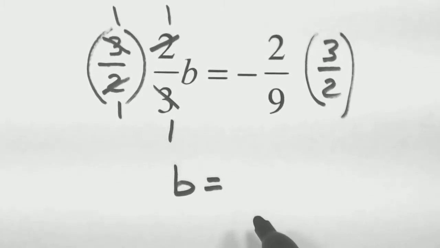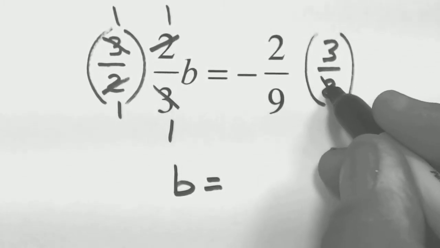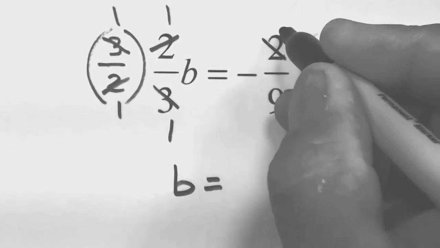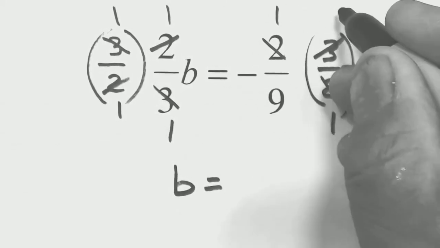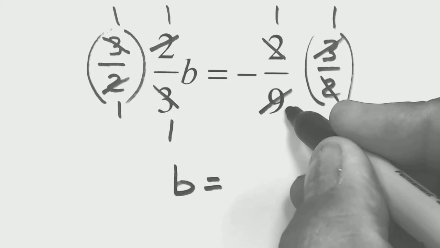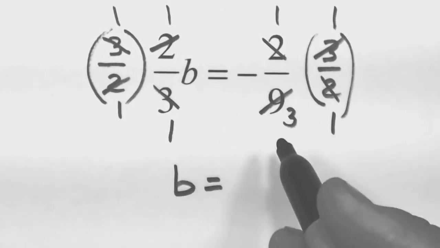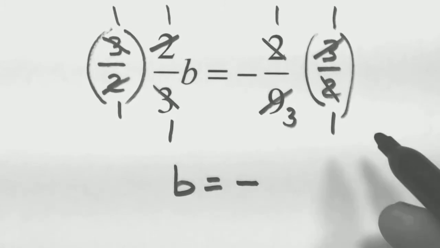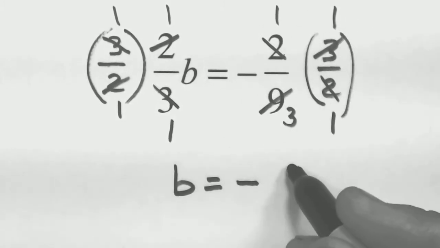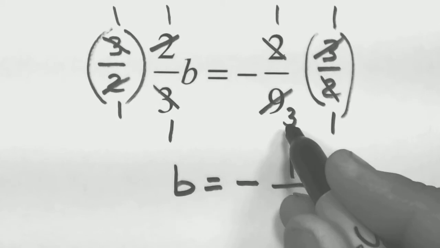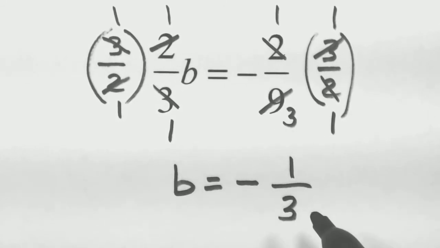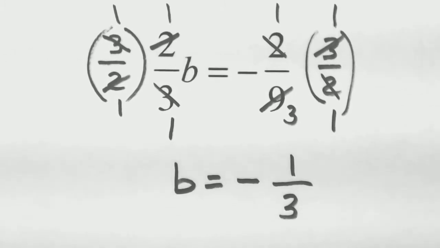Well, let's see what happens when we do this. We can do some cross canceling. This 2 cancels against this 2. The 3 here goes once here, but it goes 3 times into the 9. Notice I've got a single minus sign here, so the answer is going to be negative. Upstairs I have 1 times 1, which is 1, and downstairs 3 times 1, which is 3. There's our answer. B equals negative 1/3.